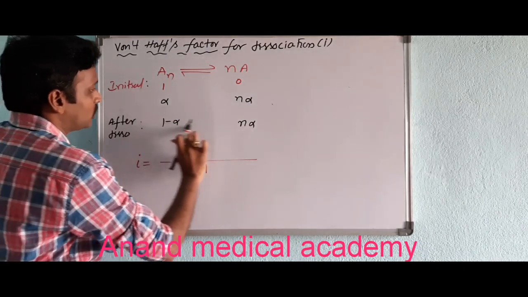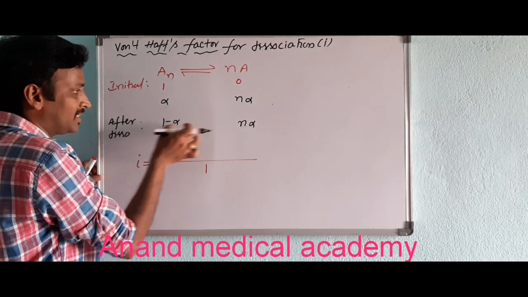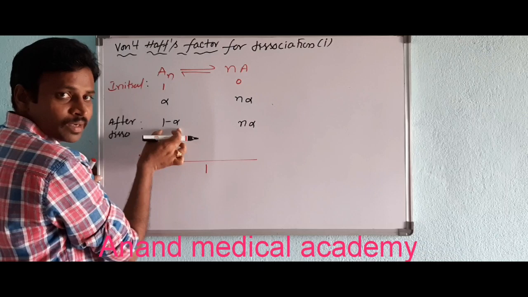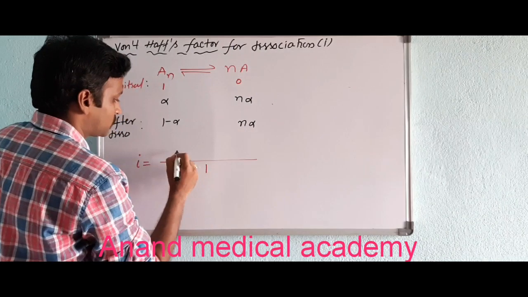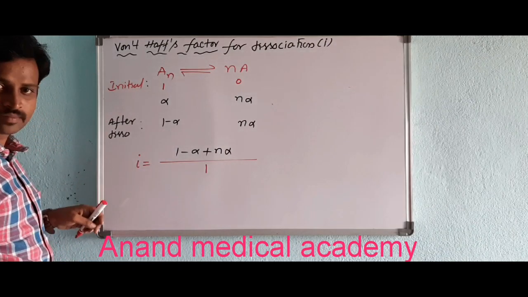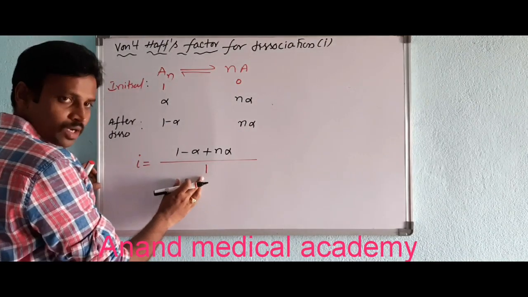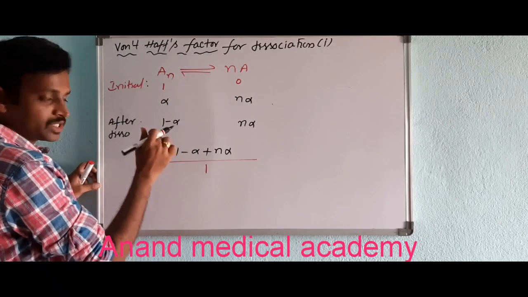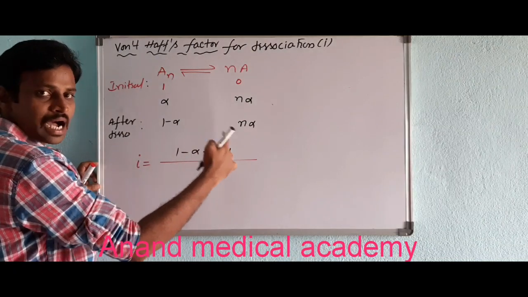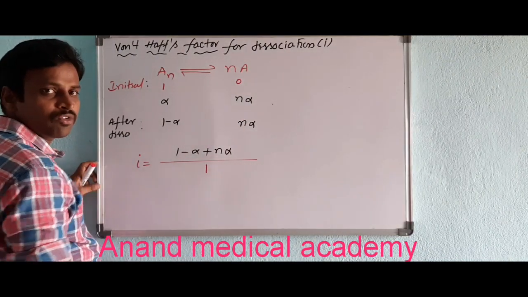After dissociation, total moles how many? They are not completely dissociated. Only N alpha is formed, and the remaining is 1 minus alpha. So total moles is 1 minus alpha plus N alpha. You divide by 1, the initial number of moles. I is equal to the total number of moles after dissociation or association divided by the initial number of moles.